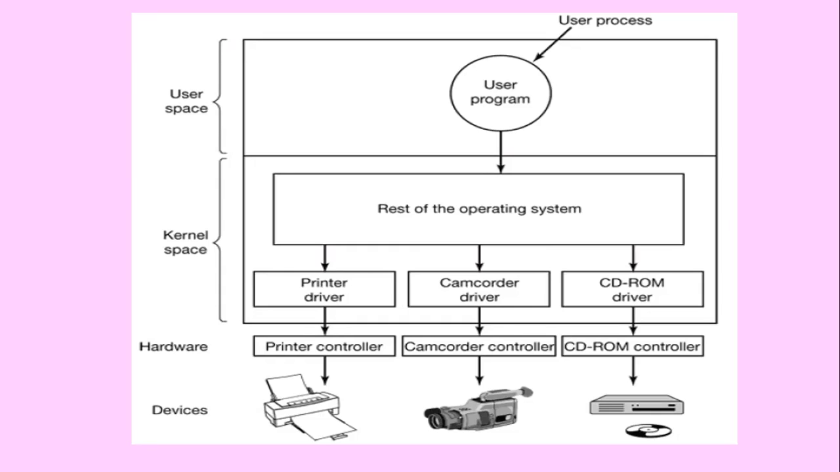We have the camcorder driver, which communicates with the camcorder controller that is in charge of the camcorder. We have the CD-ROM driver that communicates with the CD-ROM controller in order to be able to handle the CD drive. Therefore, on the upper part, we have the user space, which is followed by the kernel space, where we find the various drivers. And then we have the hardware, and at the lower level, we have the devices themselves.